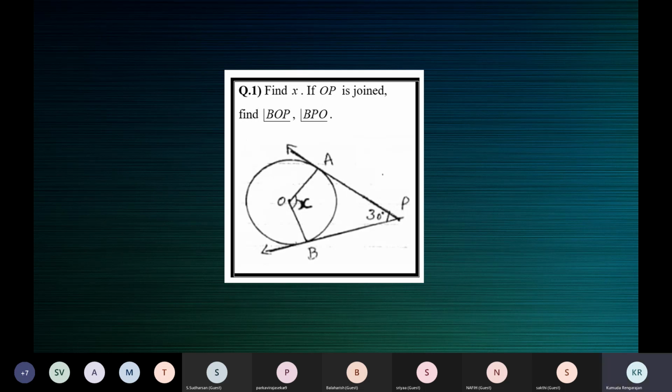And Parkavi is absolutely right. OAPB can be called a cyclic quadrilateral because in a cyclic quadrilateral, opposite angles are supplementary. Very good. So here we can see that angle A plus angle B, opposite angles, is 180. Angle O plus angle P is 180. So OAPB is a cyclic quadrilateral. It's a kite. It's also a cyclic quadrilateral.